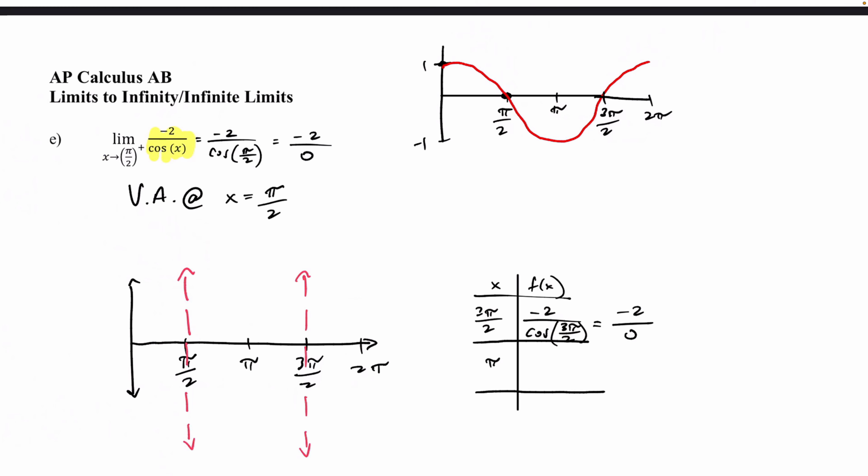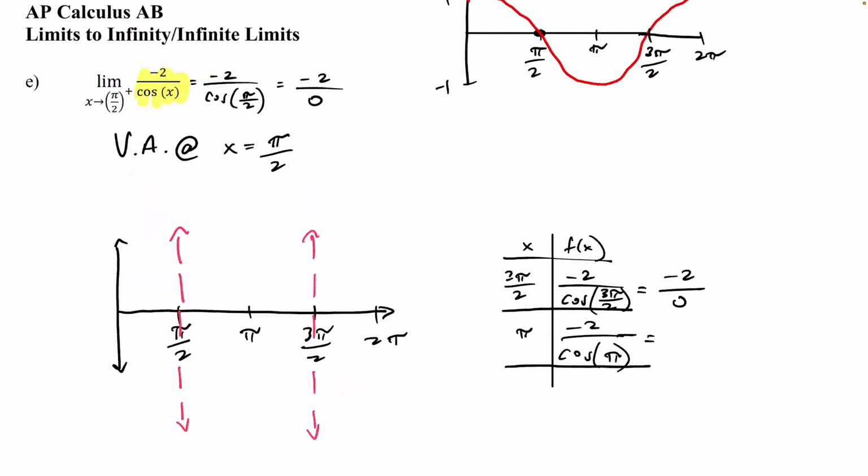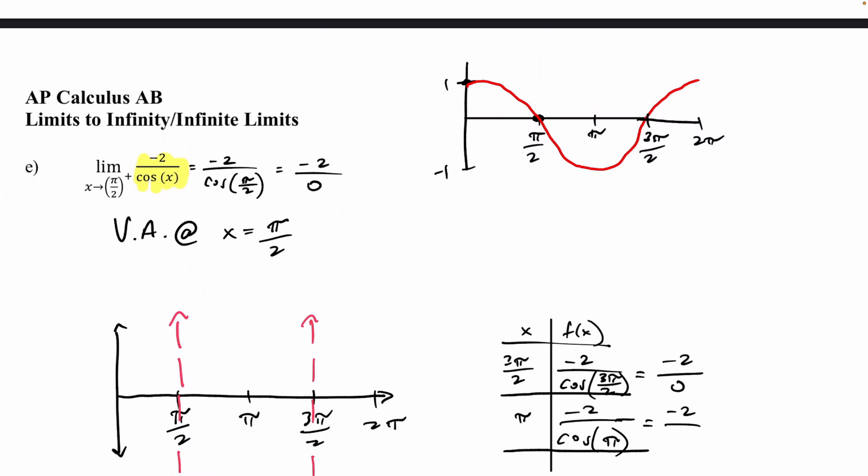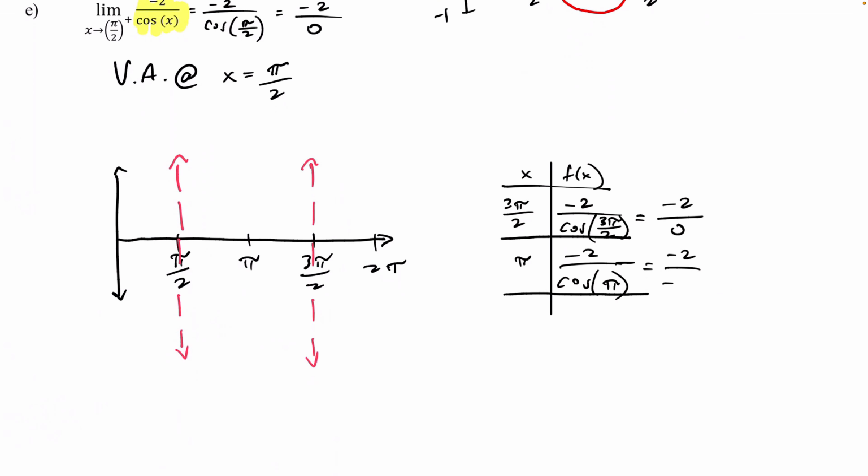Okay, so here we go. Let's try plugging in pi. Negative 2 over cosine of pi. So negative 2 over, what do we get? What's cosine of pi? Negative 1, yeah, negative 1. So a negative divided by negative makes a positive 2. So I'm going to make that dot. So at pi, we got a negative 2. Or positive 2, sorry.